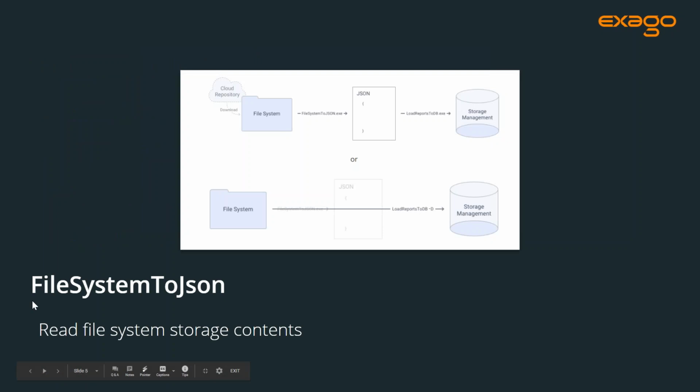Okay. The first utility we're going to talk about is called Filesystem to JSON. As you might have guessed by the name, this utility is used to read report content from a local file system. It can read from one or more directories of reports, and it will generate an intermediate JSON file that describes the contents of your directories. Now, modifications can be made to the JSON file before loading content into the storage management database, but this is considered a non-traditional implementation, so it won't be the one that we're walking through today.